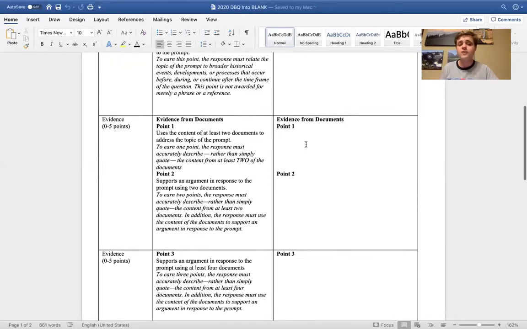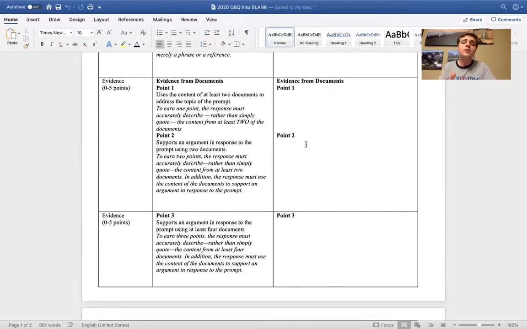Now we're going to get into the evidence part. This is how you write the body paragraphs of a DBQ. The third historical figure is Abraham Lincoln.